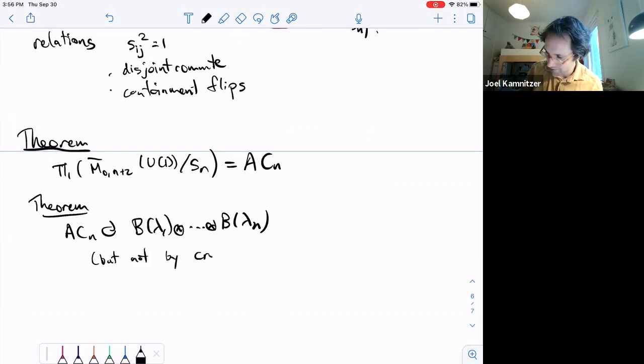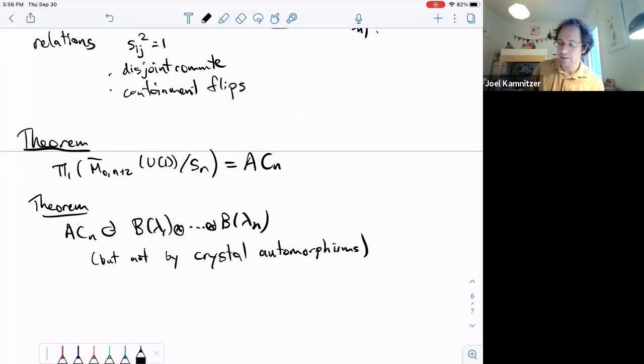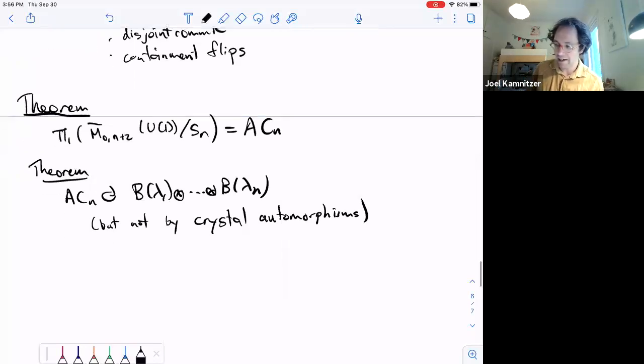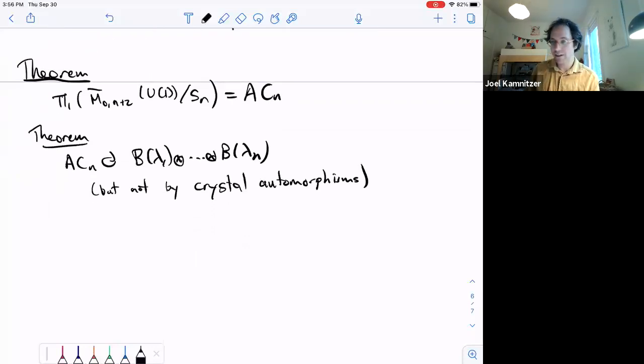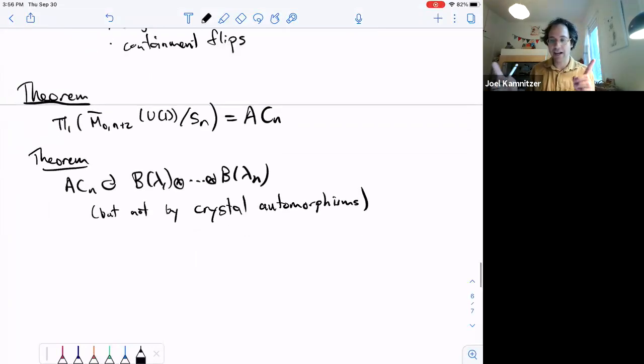By crystal automorphisms. So the original Cactus group acted by crystal automorphisms, but this one acts not necessarily by crystal automorphisms. In particular, how does it work? Well, if you have one of these ordinary intervals, like i less than j, you do what you did before. And if i is bigger than j, then you just rotate your tensor factors until they're in the right order, and then you apply your Cactus group element.